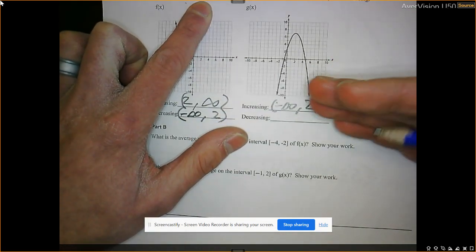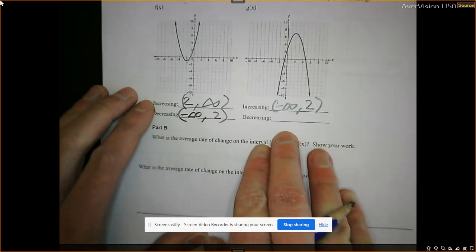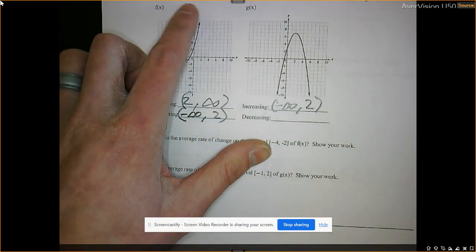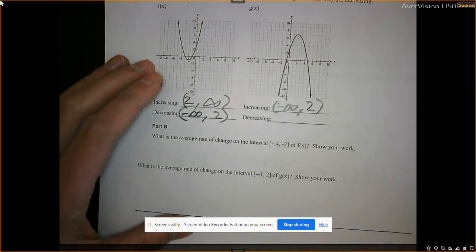Okay? And remember, the intervals of x, that's always what you're stating. From what x value to what x value are we increasing? Then what x value to what x value are we decreasing? Okay, so it's always intervals of x when we're talking increasing versus decreasing.